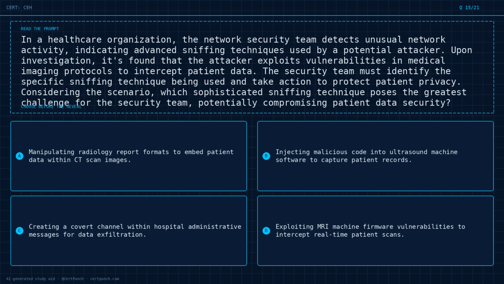Option A. Manipulating radiology report formats to embed patient data within CT scan images. Option B. Injecting malicious code into ultrasound machine software to capture patient records. Option C. Creating a covert channel within hospital administrative messages for data exfiltration. Option D. Exploiting MRI machine firmware vulnerabilities to intercept real-time patient scans.